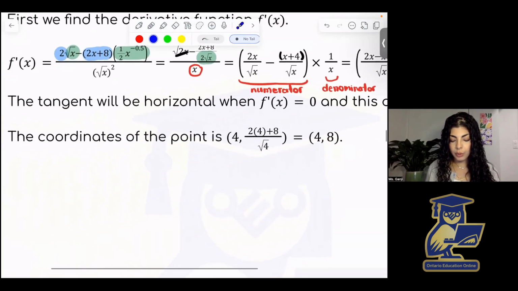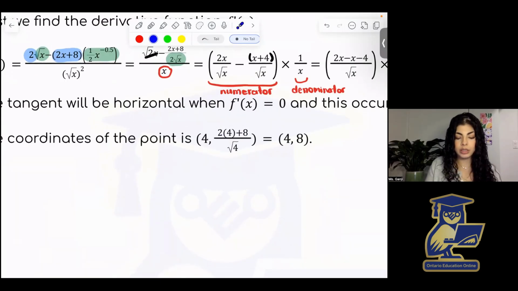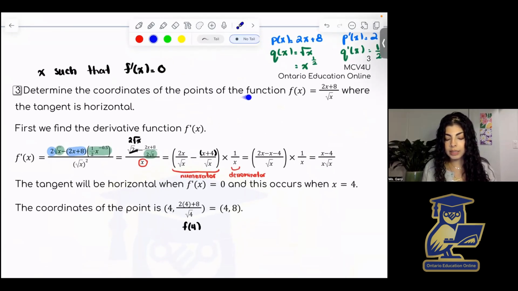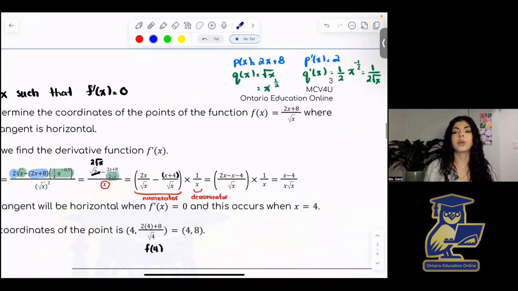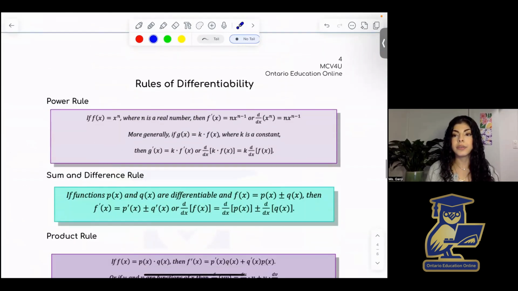And so the coordinates of the point are going to be, if you now use just f of x here, so f of 4, you get 4, 8. The reason we had to do that was because it said the coordinates of the point on the function. So we had to find the coordinates, and that's our coordinates right there. And that's the end of our lesson for the quotient rule.